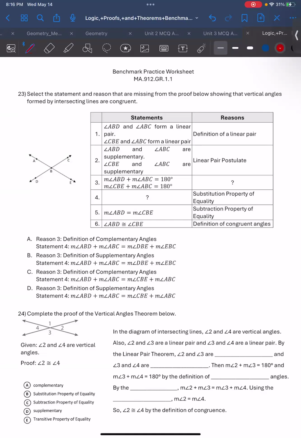Okay. All right, try this one out quickly on your own. And then I really want to do number 24.